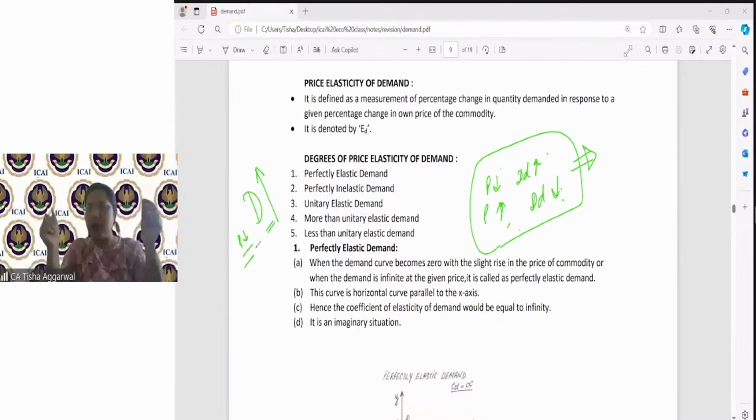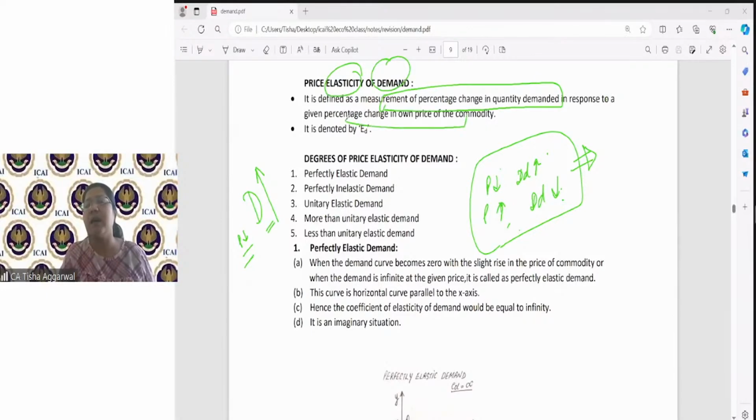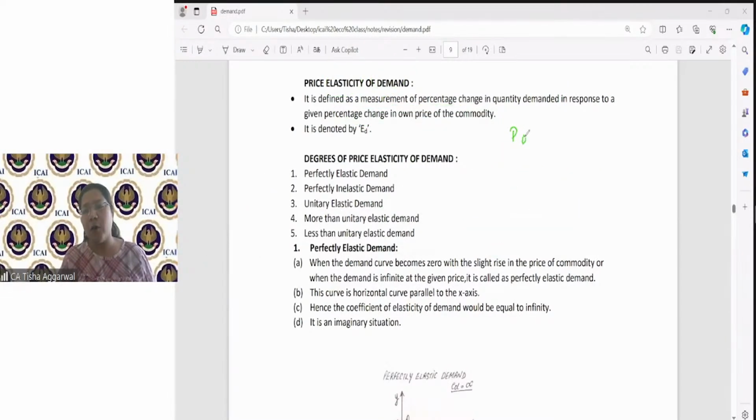So you know, elastic means the ability to change. So the price elasticity of demand basically tells you what is the percentage change in quantity demanded with respect to the percentage change in the price. I'll give you a very simple example. The price of salt from 10 rupees became 20 rupees. Can I say there is a 100% increase in price?